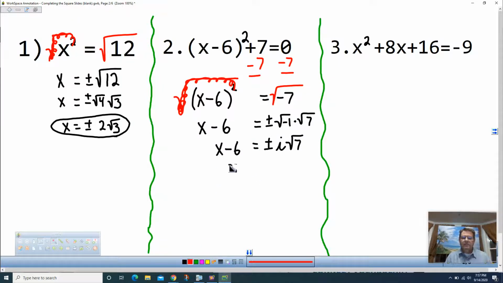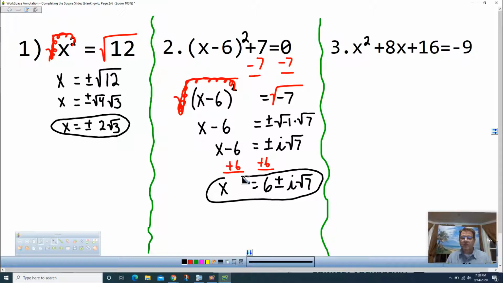So we almost got x by itself, so let's add 6 to both sides. Go from left to right, bring down the x. That does cancel. Are these like terms? No, so we're just going to write them next to each other. 6 plus or minus i on the square root of 7. Okay, and that is 2 answers because we got the plus and the minus. 6 plus i on the square root of 7, 6 minus i on the square root of 7, which is imaginary.